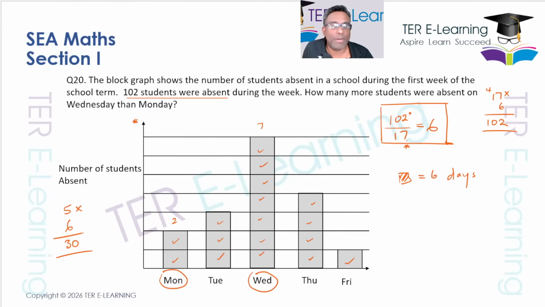So that's our answer for that one here. So be familiar with this. This typically comes in the exam. Let's move on here again.